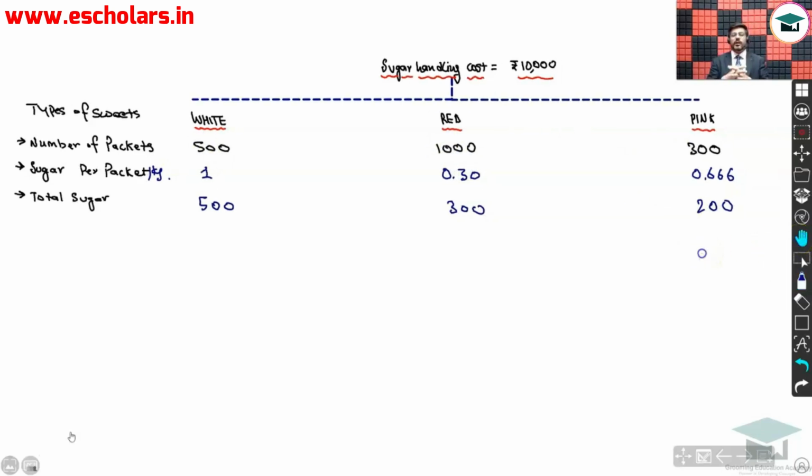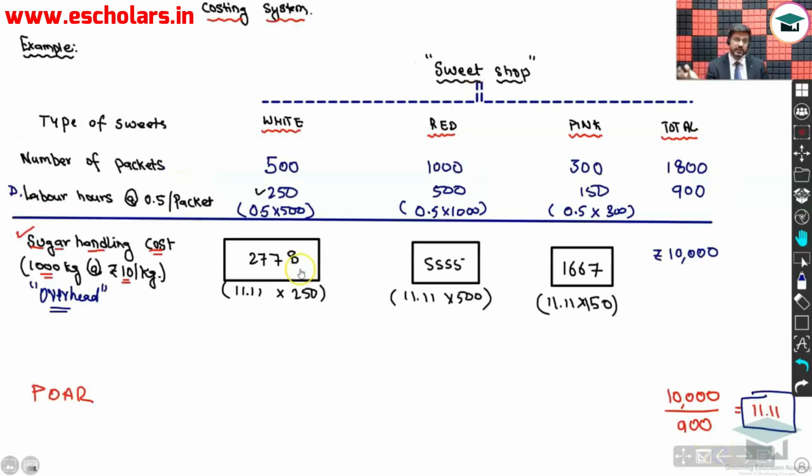Now understand. Let me ask you a very simple question. Pay attention to this question because this is the most important question, if you really want to understand this concept. After seeing these 3 rows and these 4 columns, can you tell me which sweet out of white, red and pink is having the maximum sugar? So sir, what was the total sugar? See, 1000 kilogram was the total sugar.